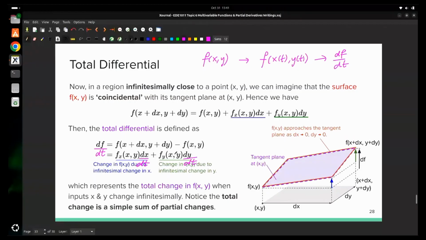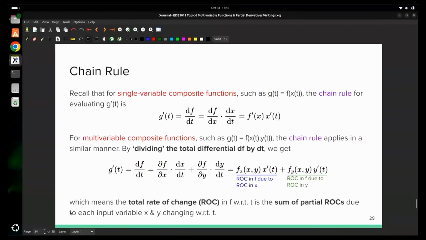Can you see that? Okay? And it is being derived from the total differential. So this will bring me to the next slide here. Okay? So if you recall, for single variable composite functions, for example, g of t equals f of x of t, this is just how we demonstrated this idea also. The chain rule is just df dx times dx dt. Okay? Can you see this one? This one is the chain rule for a single variable function.